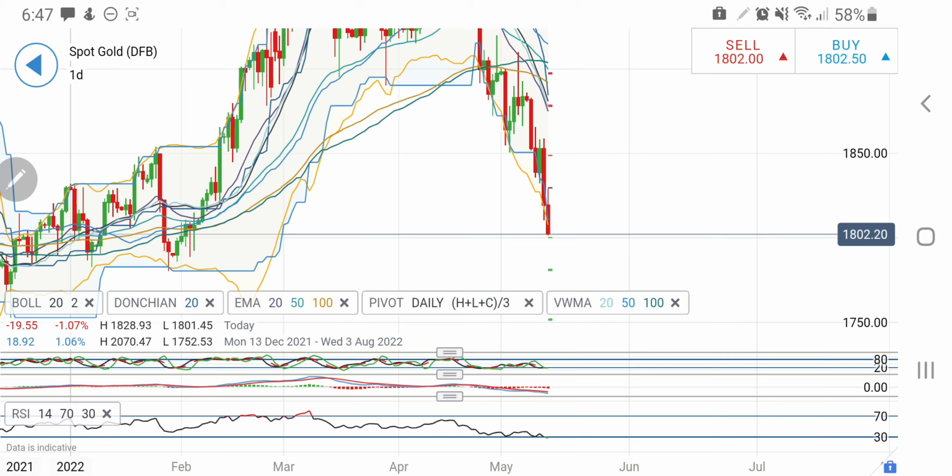On the upside, in between 1810 and 1820, do not take a position. Above 1820, you can expect it to hit again towards 1825, 1830 levels. 1830 is definitely going to be a major resistance zone. So take your positions accordingly.